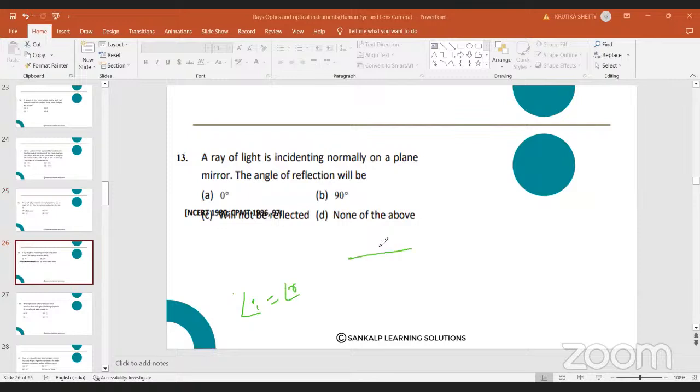When it is normally incident, what is the angle, students? What is the angle of incidence here? The angle of incidence is 0. So if the angle of incidence is 0, the angle of reflection, according to the law of reflection, must be 0. Therefore option A is correct here. Okay, let's go for the next question.